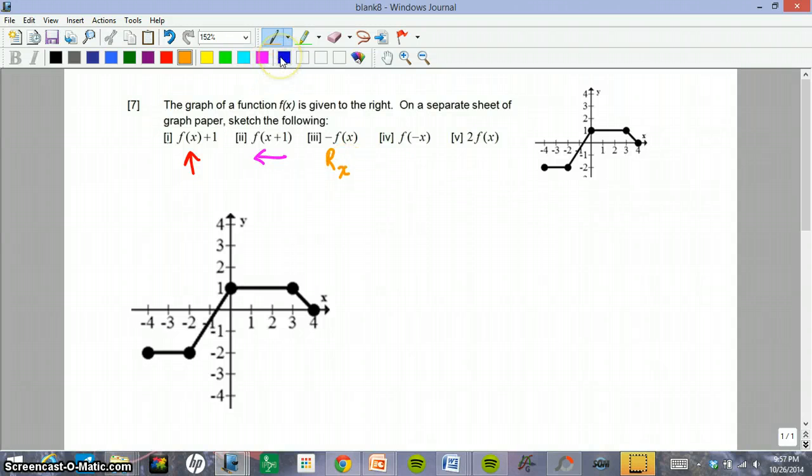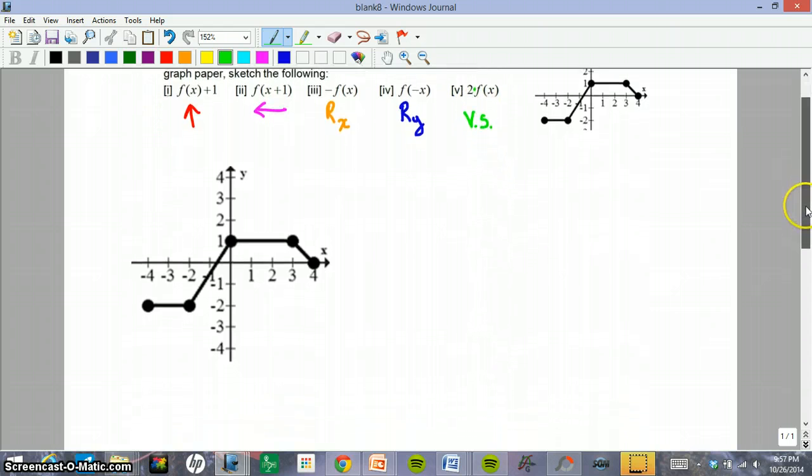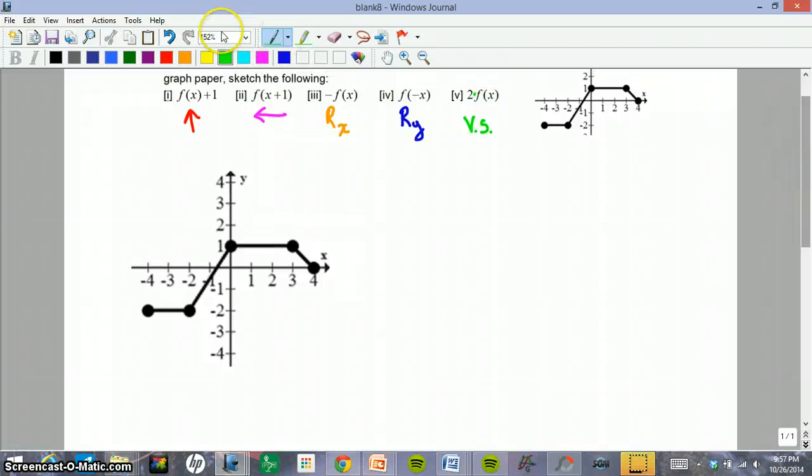And then we also have f of -x, multiplying our inputs by -1, which will correspond to reflection over the y-axis. And last but not least, 2 times our function vertically stretches our graph. But to see exactly how to draw these, you really just use the ordered pairs that are given to you.